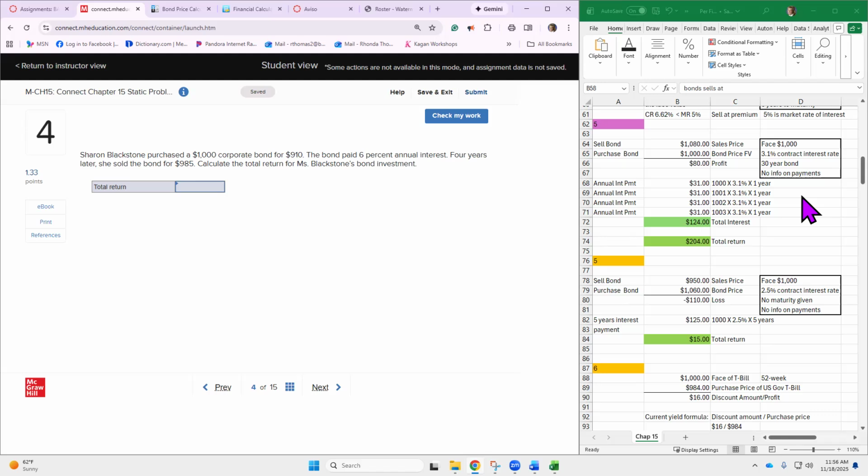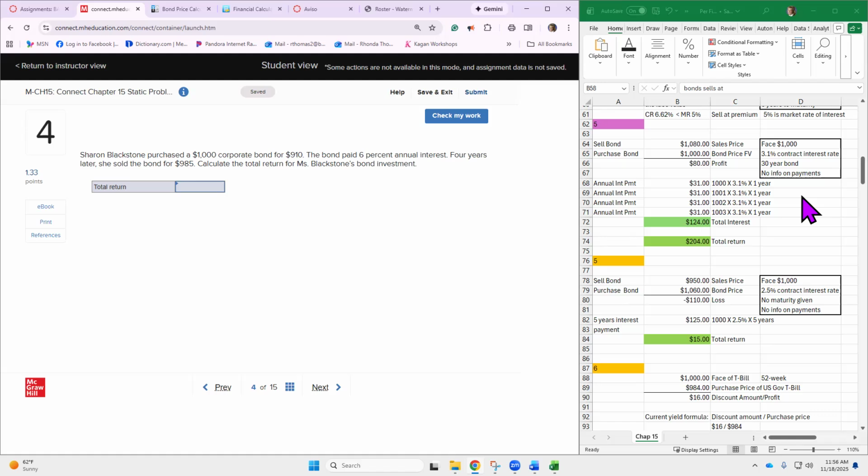$910. She's buying it at a discount, right? It's less than its face. The bond pays 6%, right? The market is going to pay more than that. How do we know? Because it's selling at less than the face.